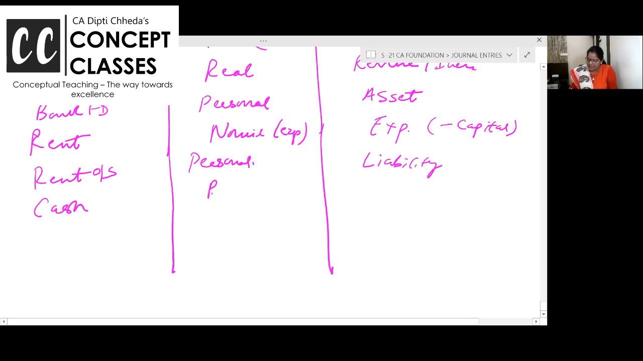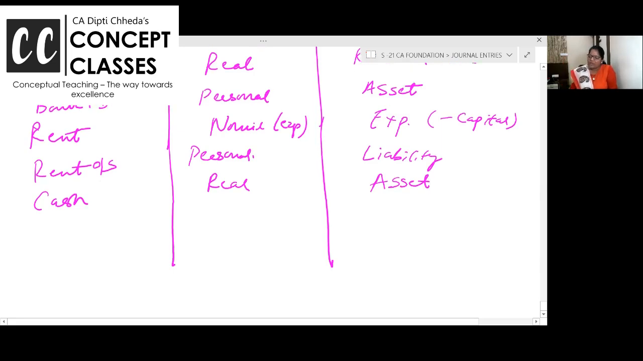Cash is a real account. Debit what comes in, credit what goes out. And in the equation approach, it's an asset. You remember cash, bank, all the subsidiary columns I have made.